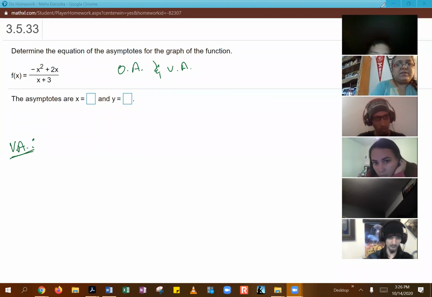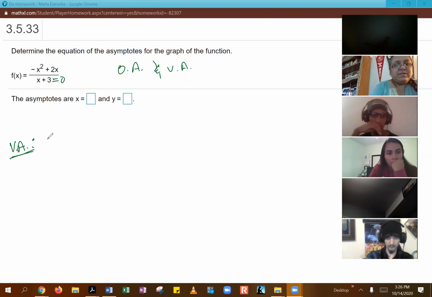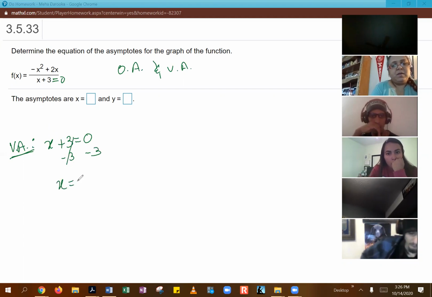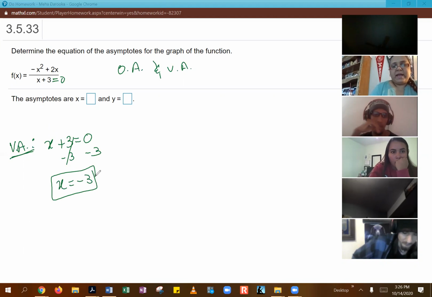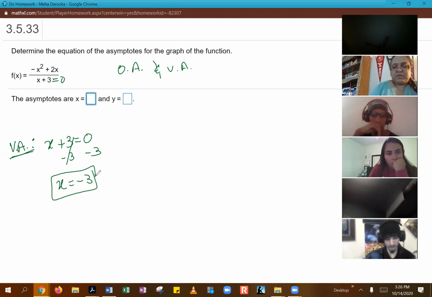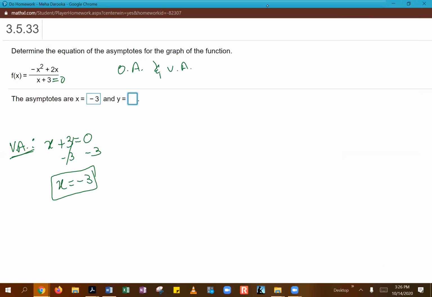Very nice. Yeah, so that's taking our denominator and setting it equal to 0. Again, guys, -3 is not an answer. It should be an equation. That's your x equals -3, which will, of course, go into this first box here. Then for our second one, we will need to use division. Now here, for the oblique asymptotes, you can use long division.